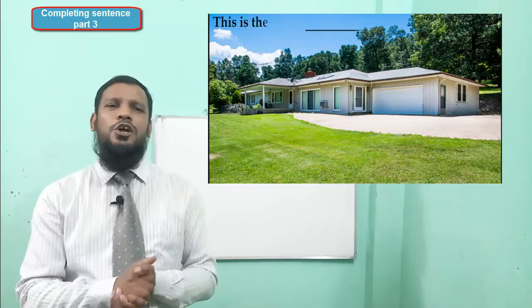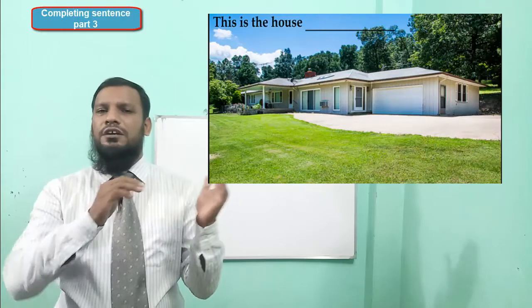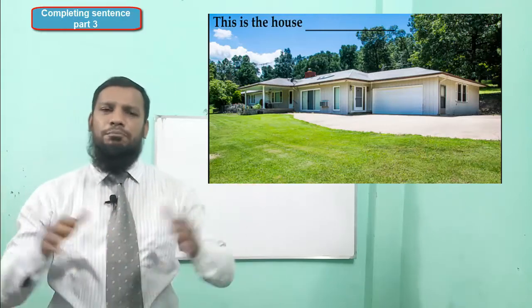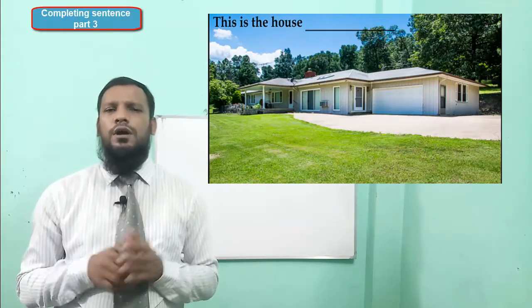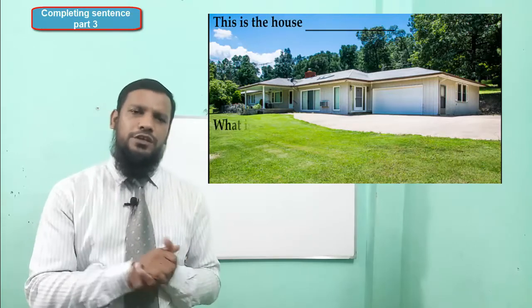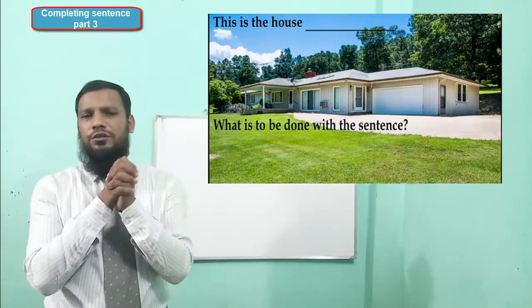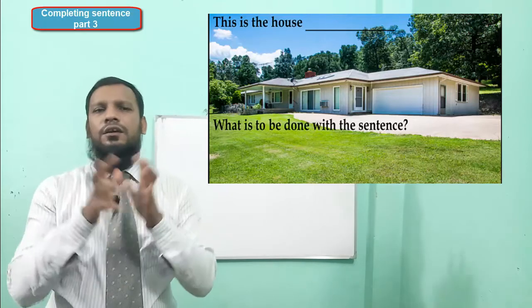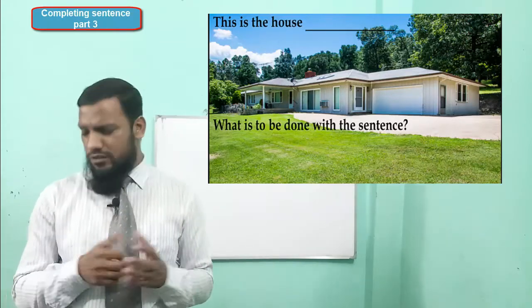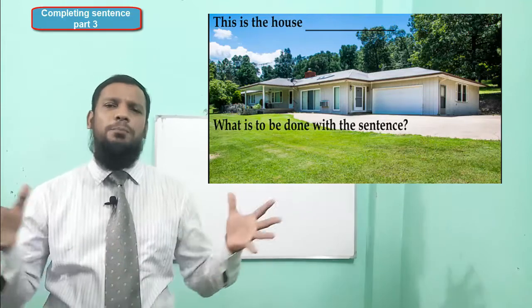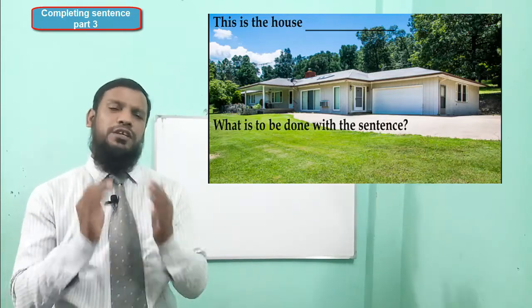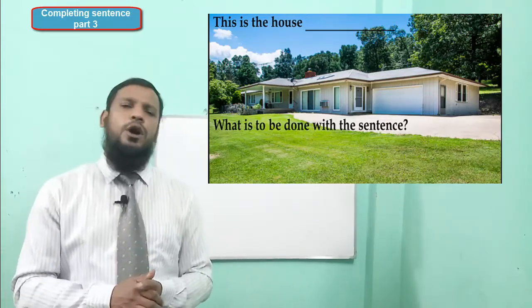Okay, today, dear students, I have brought in a grammatical item. Let's see what's here for you. Yes, this is a very beautiful house, isn't it? So, this is the house. Then a big dash is here. Dear students, what is to be done with this sentence? As there is a dash, we know that this is an incomplete sentence. We have to fill up the dash and complete it.